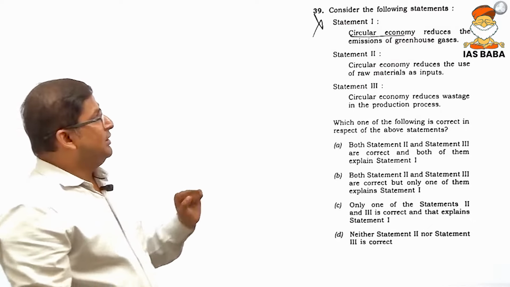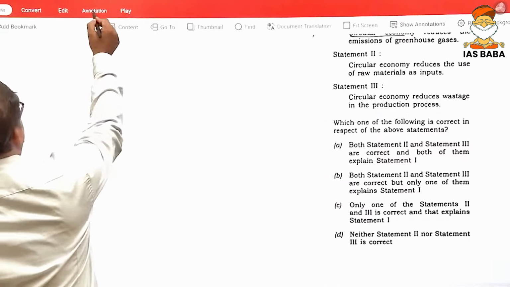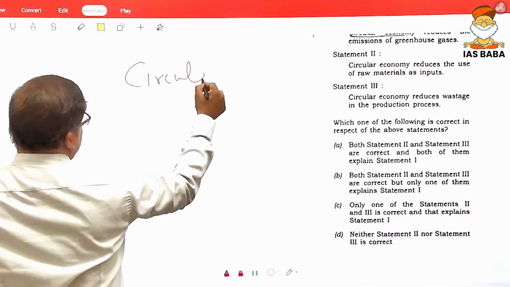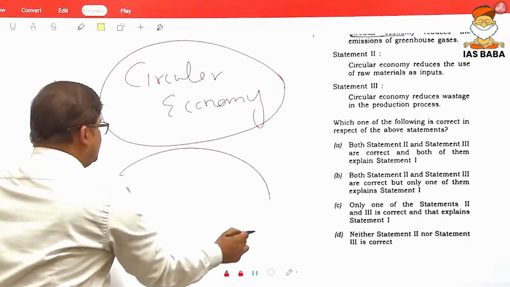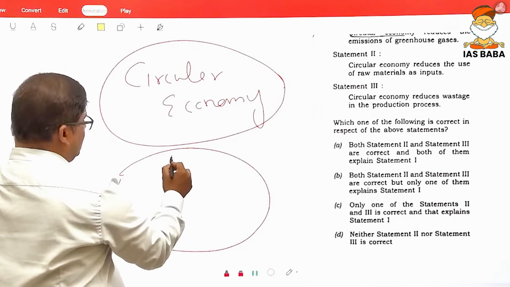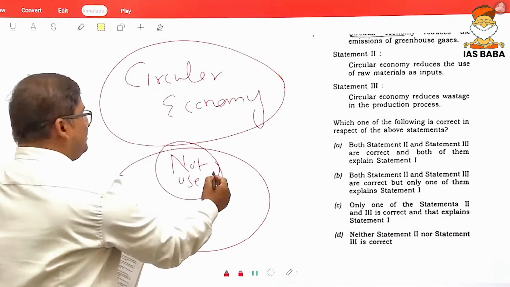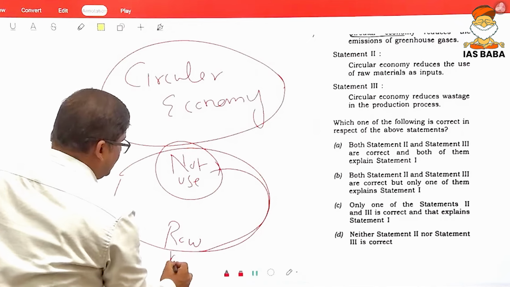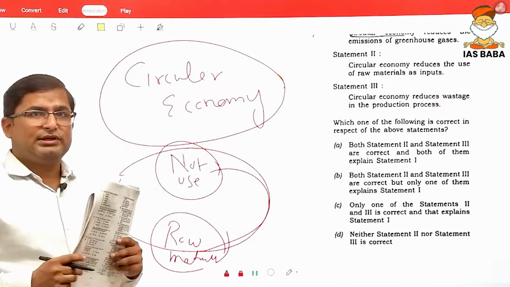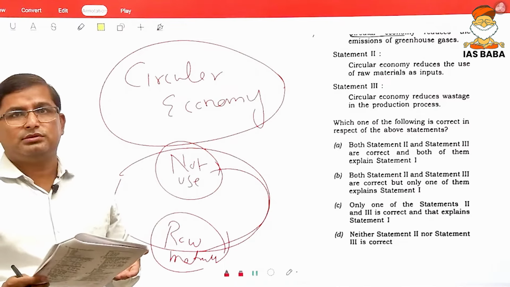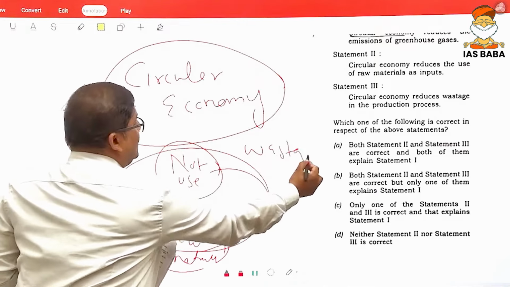So the first statement is: circular economy reduces the emission of greenhouse gases. See, what is circular economy? First understand the concept of circular economy. Circular economy is a concept where products are used in circulation. For example, if a product is now not in use, then this not used product or wastage product can be used as a raw material to make another product. That is the concept of circular economy. If a product is no longer in use, then that same product, instead of going into wastage, can be used to make another product.